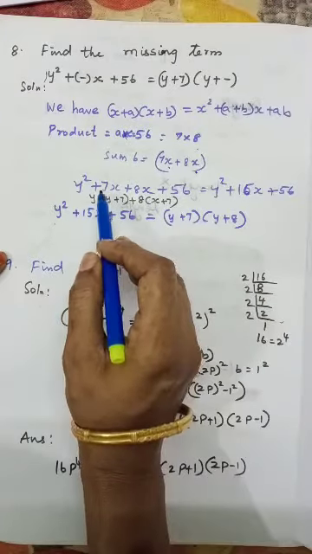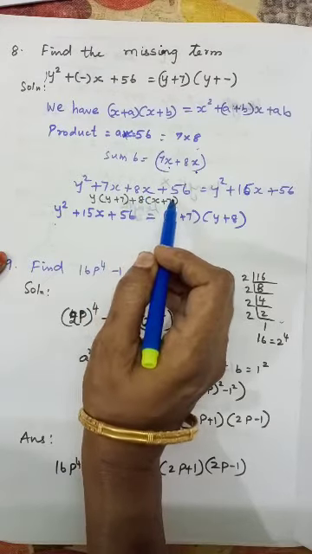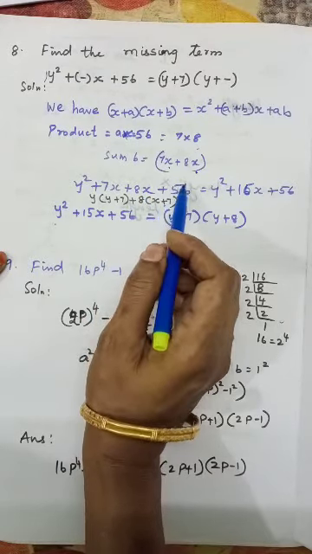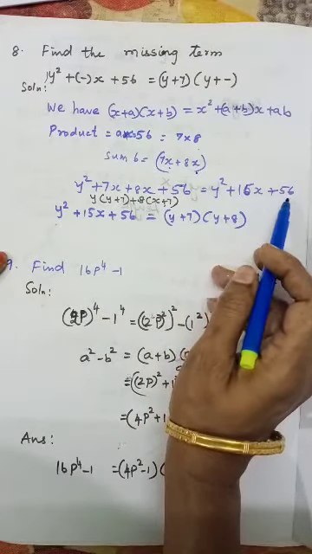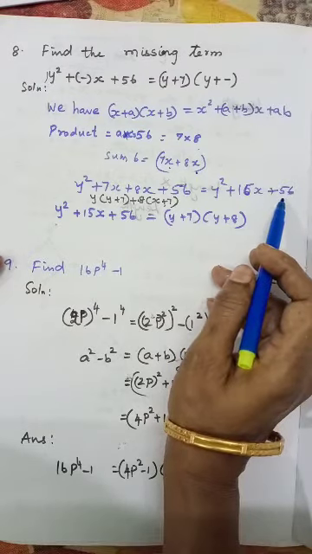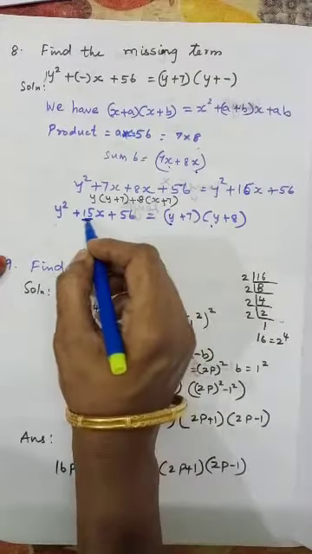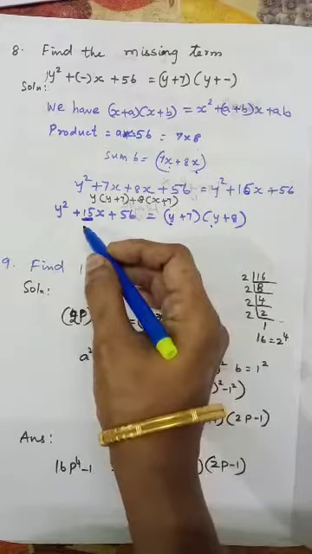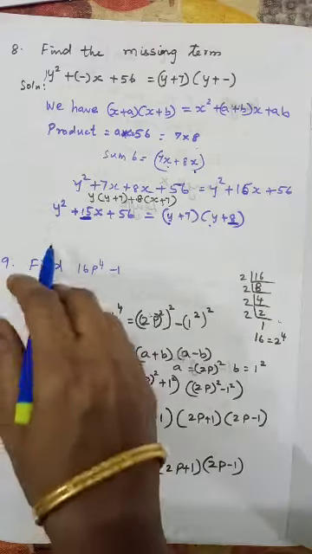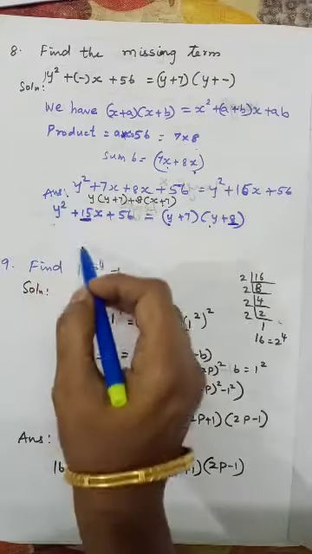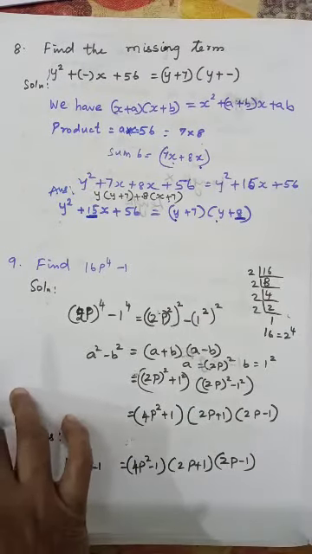We can take y common outside, remaining 1y, here remaining is 7. Here take 8 outside, x plus 7, here 8 we have taken common outside. So y square plus 15x plus 56, this is the answer, is equal to y plus 7 into y plus 8. In this place of missing, here 15 is missing, here 8 is missing. So the answer is 15 and 8.